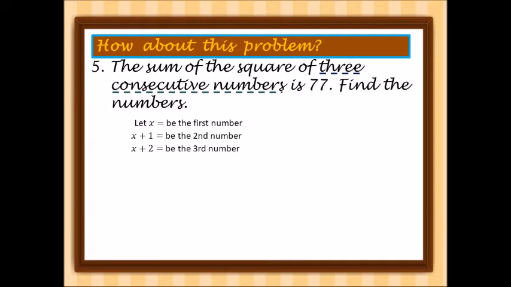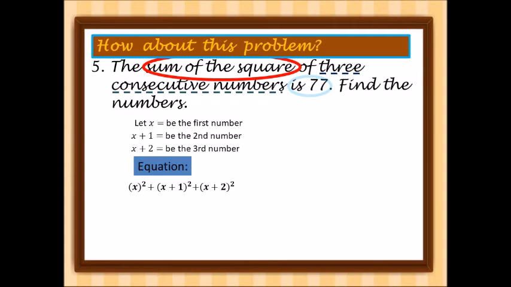Then we will be creating our equation. So we have here the sum of the square of 3 consecutive numbers. Therefore, we will simply square all the 3 numbers. So we have square the first term plus square the second number, plus the square of the third number. Then we have here is 77. So meaning to say this is all equal to 77.